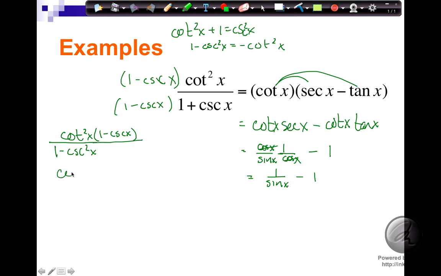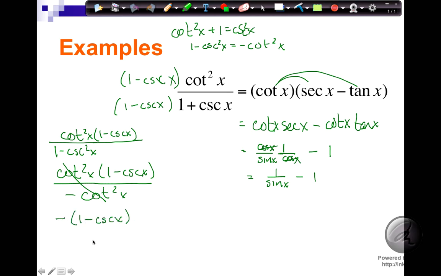So here, this still becomes cotangent squared x times 1 minus cosecant x all over negative cotangent squared. So the cotangents cancel. I get negative 1 minus cosecant x. If I distribute that negative, that becomes cosecant x minus 1. Then, if I look at this, 1 over sine is cosecant x minus 1, and looky there, I get the same thing. So here is a good example of what happens when you make errors, right?